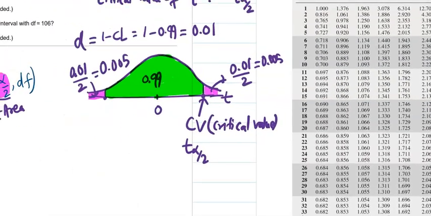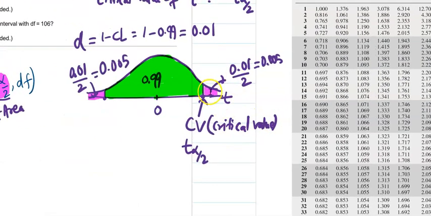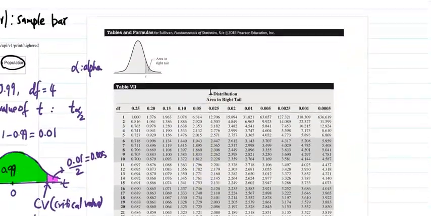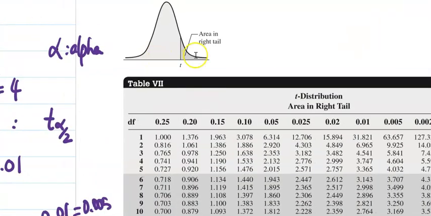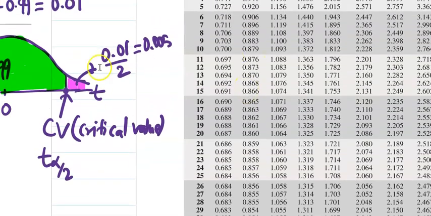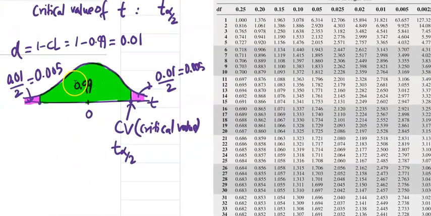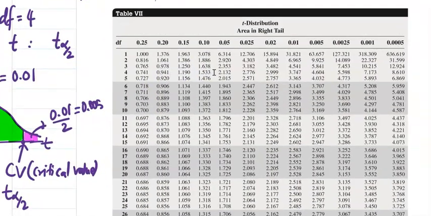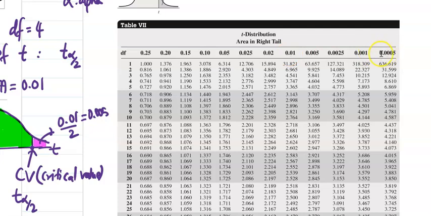To find the critical value, you have to use this area, because look at the graph here. This is the critical value. You need the area on the right tail, this area. If you figure out this area on the right tail, you can find the critical value easily. So let's see, in this question, the area on the right tail is 0.005. So what do you need to do? You look for 0.005. Where is that? Here, 0.005.